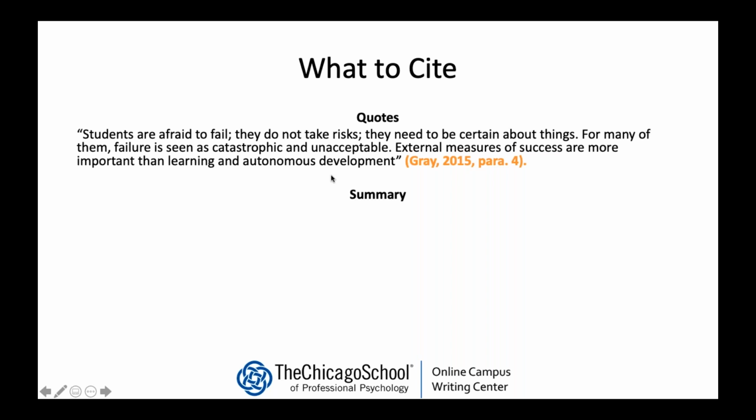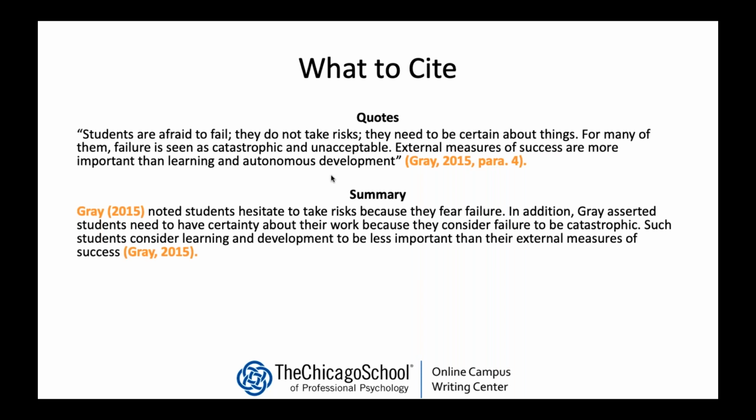You also need to ask yourself if you've summarized a source's material. If you have, you do also need to use a citation, even if you're using your own words. So here I've used an inline citation, Gray, 2015, noted students hesitate to take risks. And even when I don't use the author's name in the sentence, I use it in a parenthetical citation at the end of my summary here, which you can see when I say to be less important than their external measures of success. Parenthetical citation, Gray, 2015. So even though I've used my own words and not the source's words, I'm still going to use a citation to credit the original author's ideas.